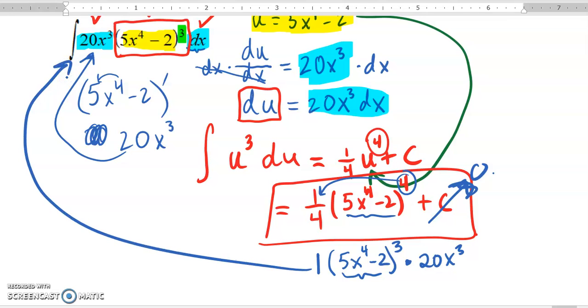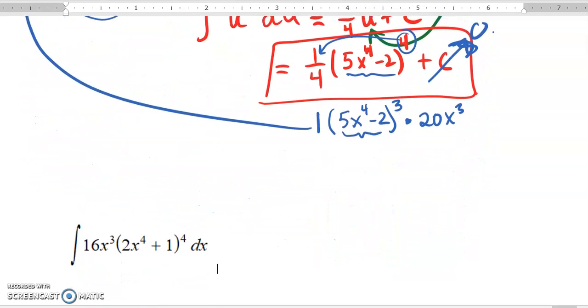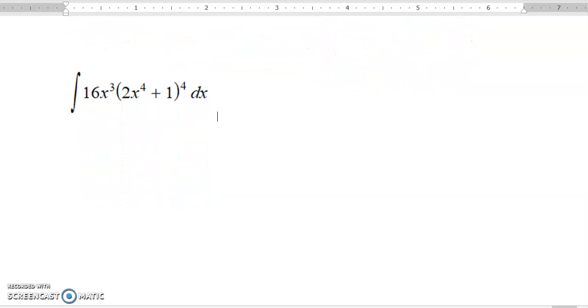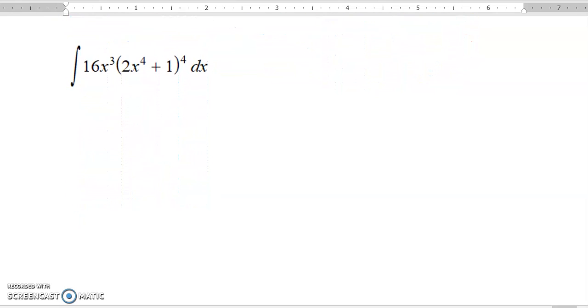So that's how you use u-substitution to integrate when you have to go backwards in the chain rule. The other example we have here is we're going to have to take into account a constant. So let's start this off again. My inside function, that's going to be my u. So I'm going to say u is equal to 2x to the fourth plus 1.